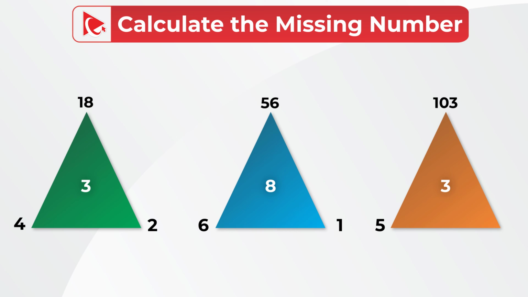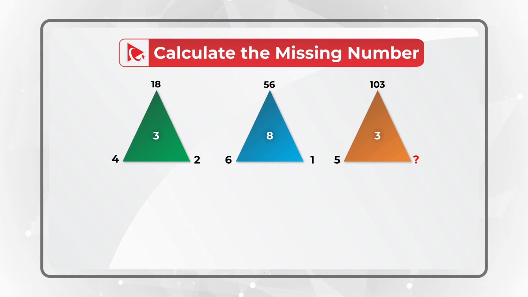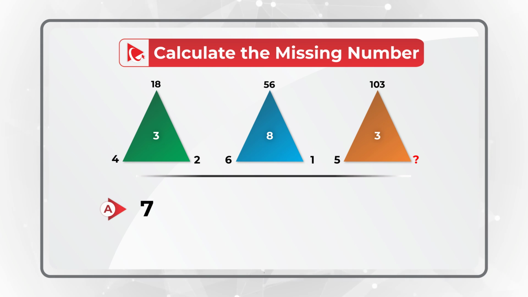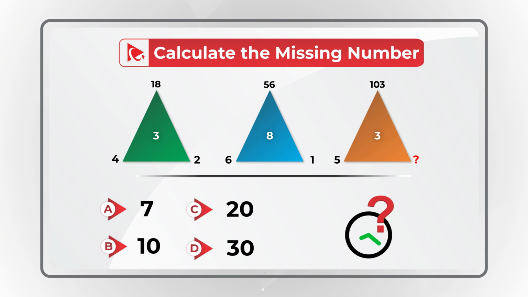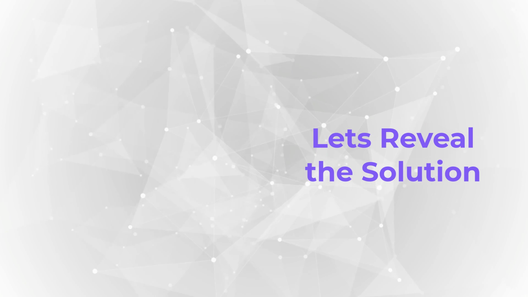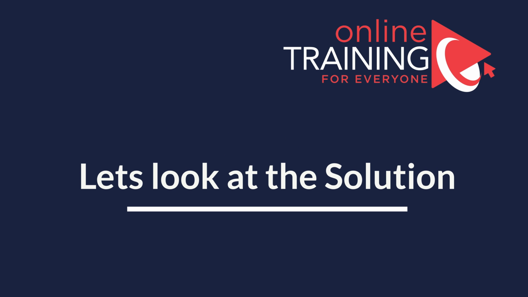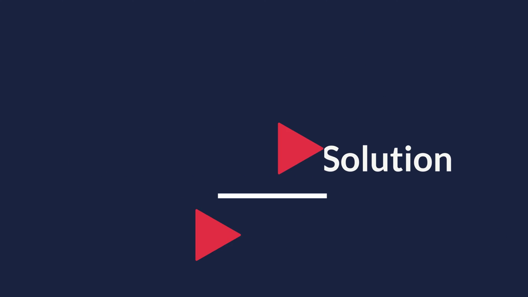In the upper right corner of the third triangle, you have a missing number, which you need to calculate out of 4 different choices. Choice A, 7, choice B, 10, choice C, 20, and choice D, 30. Do you see the answer? The solution is very obvious, but I would like you to try to get to it on your own. Ready or not, I'm moving forward to reveal to you the solution. If you have any suggestions how to solve these types of challenges faster, please share in comments.